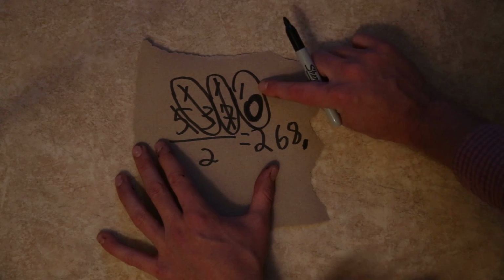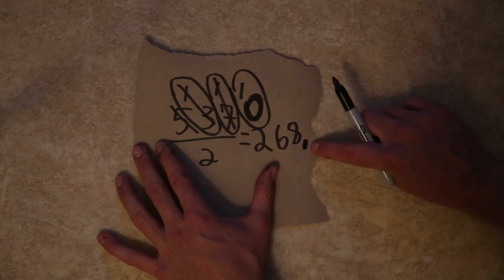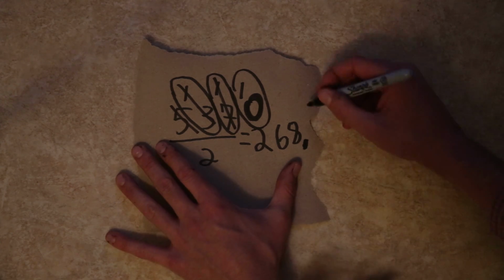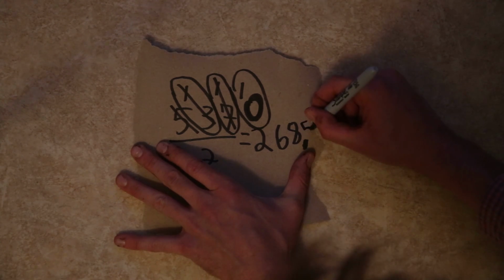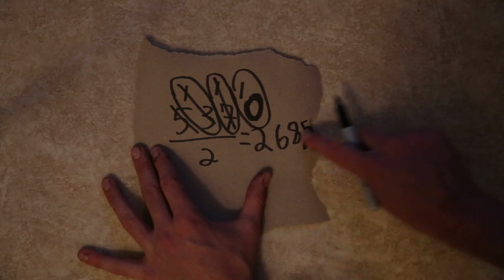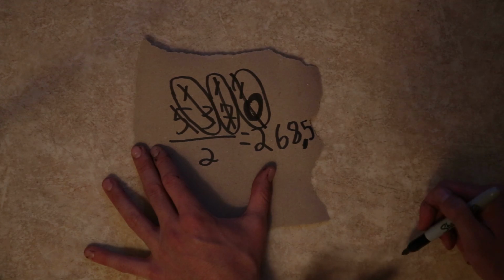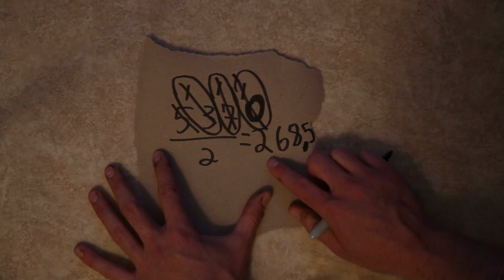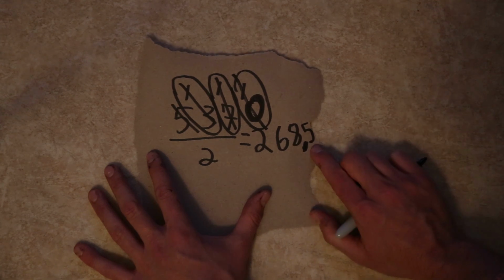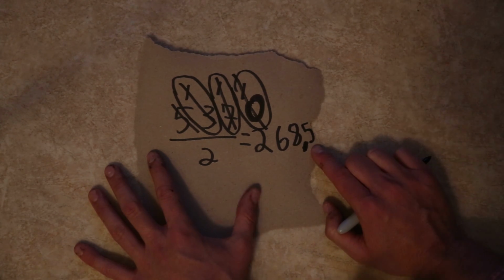So now you go, how many 2's can go into 10? 2 times what is 10? And then you're gonna write the number 5, like that. And then is there anything left over? 2 times 5 is 10. We wanted 10. You did it. The answer is 268 and 5/10.